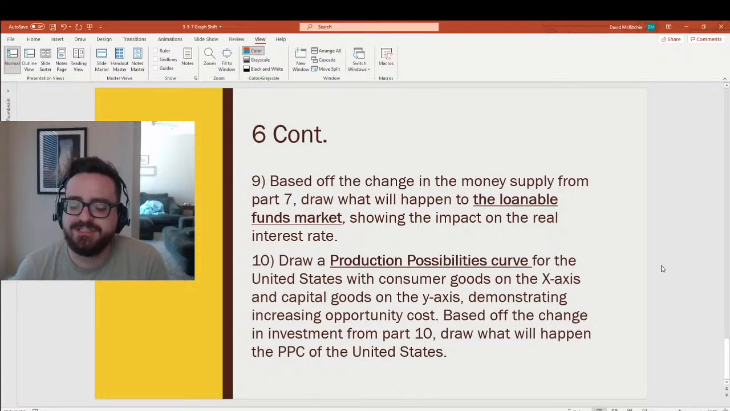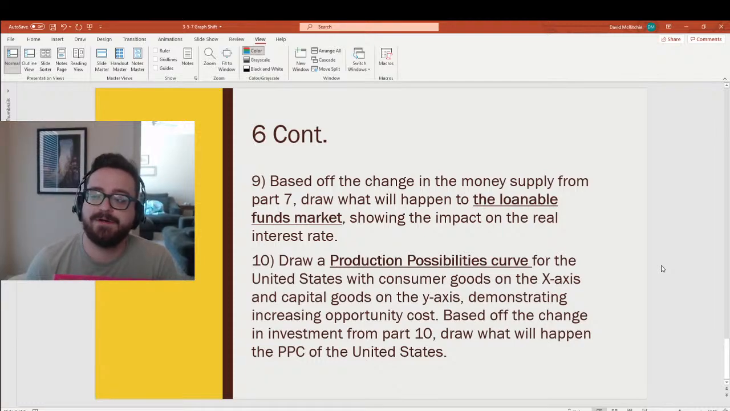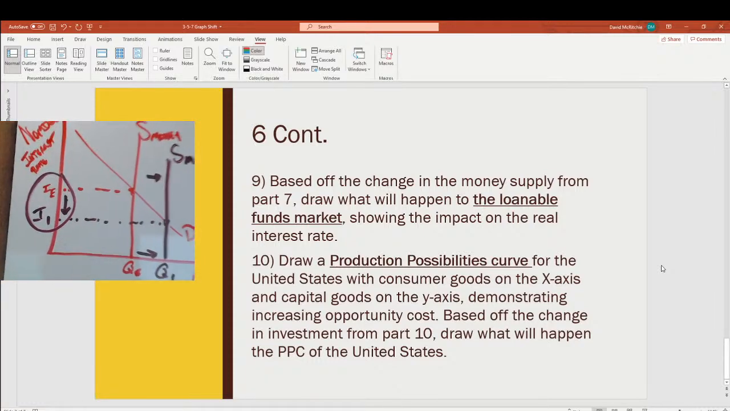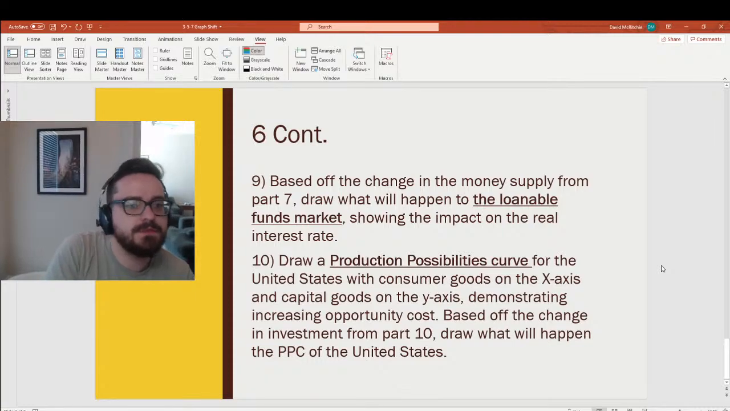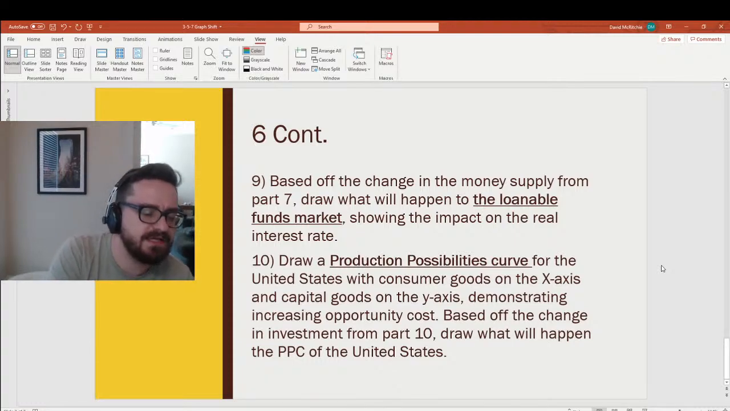Based off of the change in the money supply from part 7. So not the interest rate thing yet. That's going to come up here in a second, but it's not here yet. Based off the change in the money supply, it went up. From part 7, draw what will happen on the loanable funds market. Show the impact on the real interest rate. This is a connection students tend to not realize and then gets very obvious fairly quickly of like, oh yeah, that would make sense.